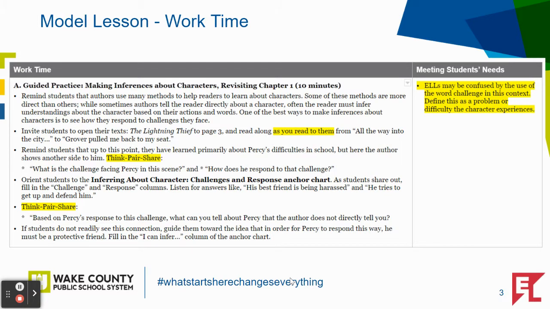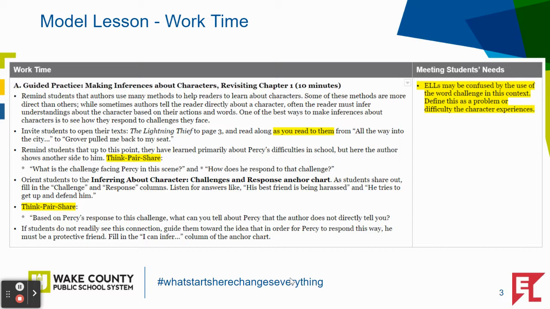As we move into the work time portion of the lesson, EL has provided a few other scaffolds within the instruction. One support in the instruction is completing a read-aloud rereading of a short section of Chapter 1. Another scaffold is the use of the Think, Pair, Share strategy, as this gives students an opportunity to hear ideas from their peers and formulate their own response. The instruction also guides students through the first example on the challenge response chart.